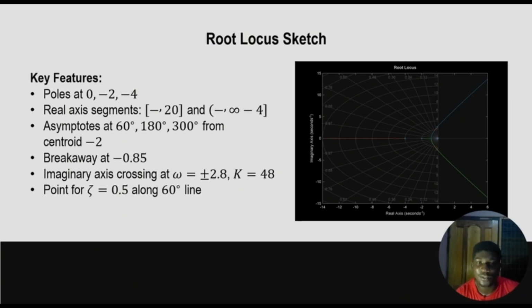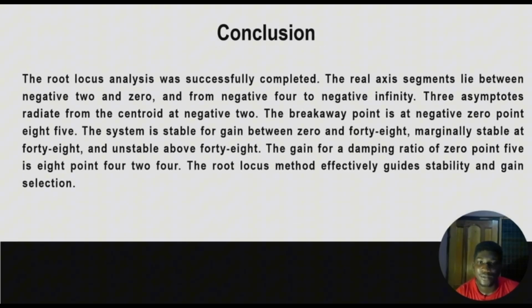So to conclude, whatever we've done here, the stable range is 0 to 48, the breakaway point is -0.85, and the centroid is -2. The Root Locus is a very powerful tool for analyzing and designing control systems visually.